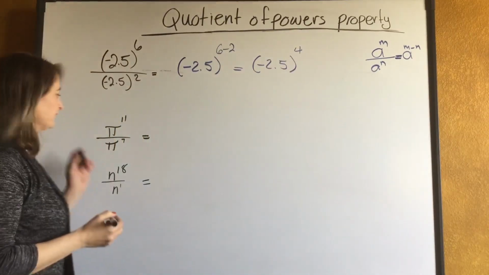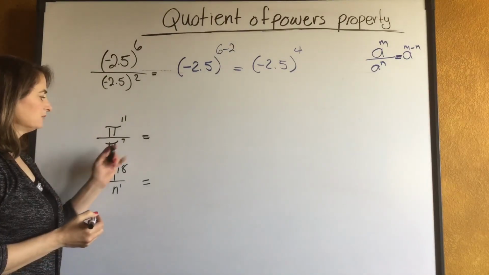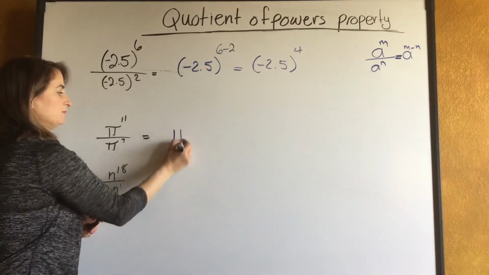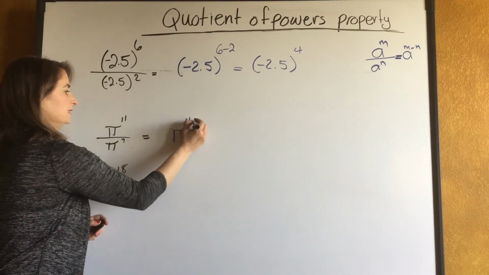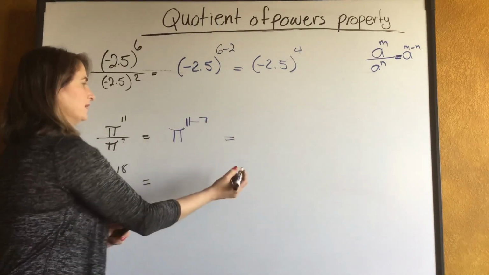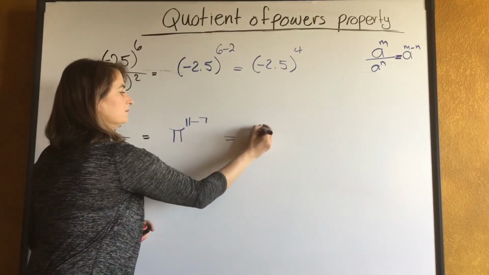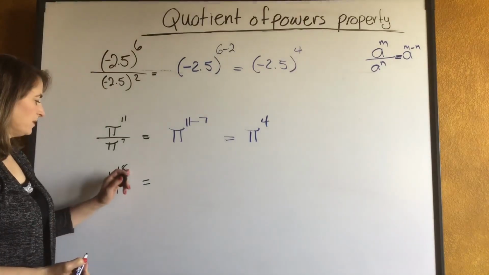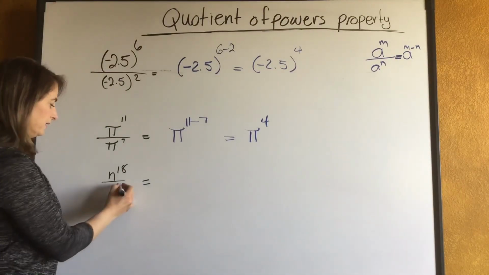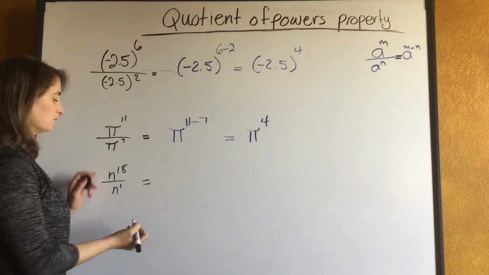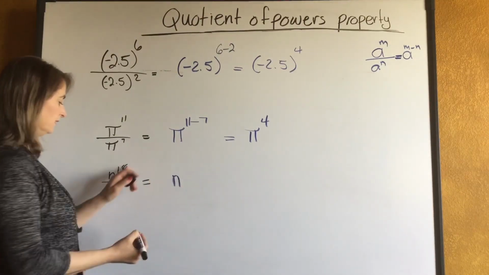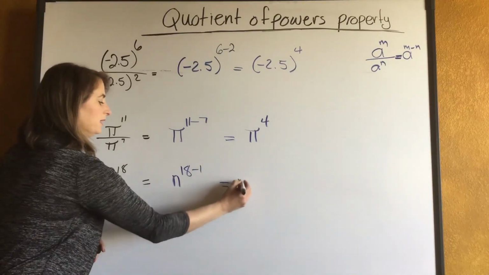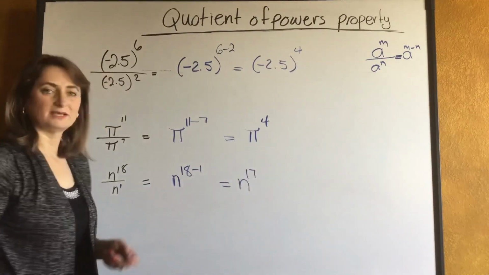Now the second one. Pi to the power of 11 divided by pi to the power of 7. Same base, which is pi, subtract the exponents, 11 minus 7. So your answer is pi to the power of 4. The last one. n to the power of 18 divided by n. n is raised to the power of 1. So keep the base the same and subtract the exponents. 18 minus 1 gives you n to the power of 17.